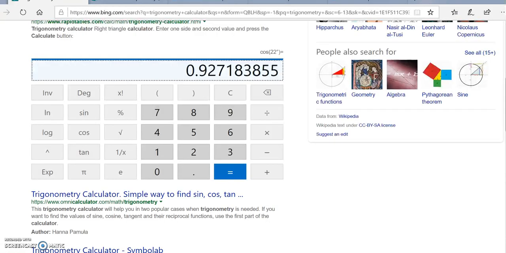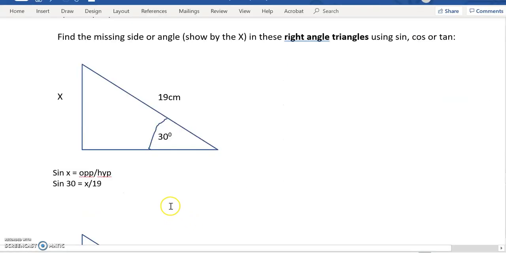Let's calculate the sine of 30. There we go, sine 30 equals 0.5. So we've got that 0.5 equals x divided by 19. Now we want to get x by itself. So if we multiply both sides by 19, we're getting to those rules for an equation. If we do something to one side, we can do it to the other side as well. Multiply both sides by 19, and we're going to get x by itself and find out what it is.